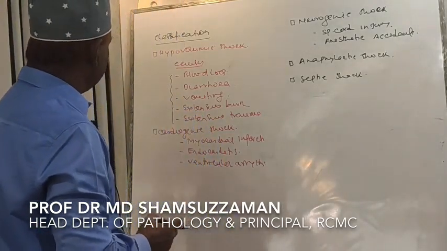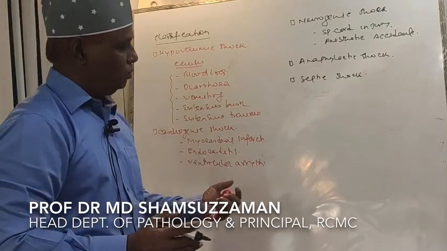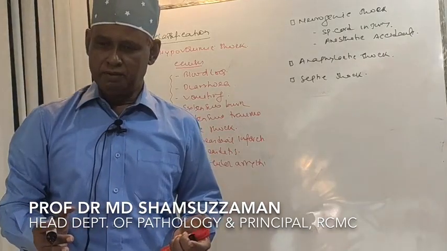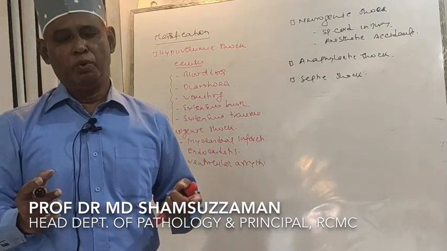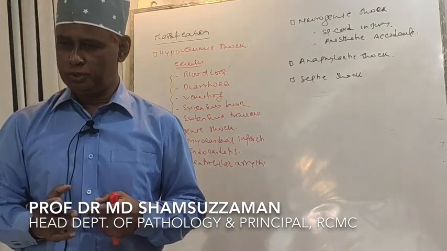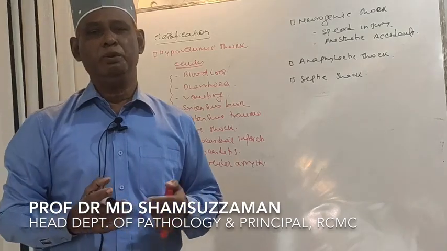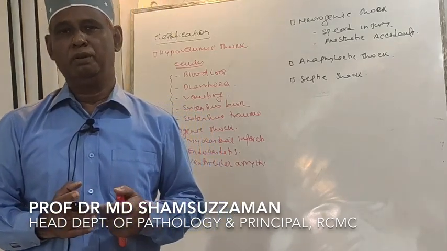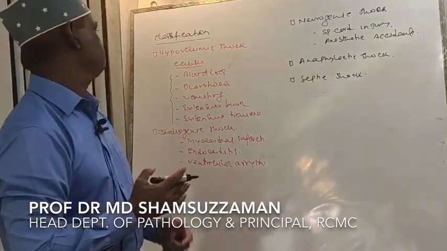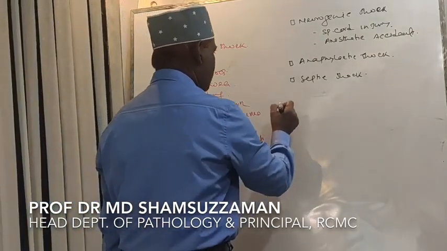Dear audience, again we want to recapitulate. Shock is the systemic widespread hypoperfusion of tissue due to disparity between the cardiovascular system and blood volume that may threaten life. First come to hypovolemic shock.